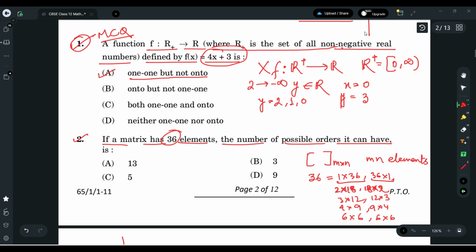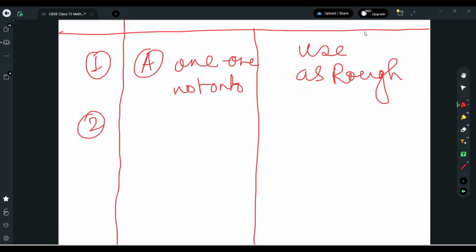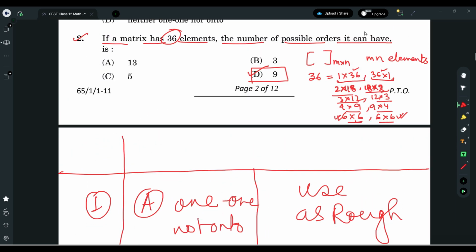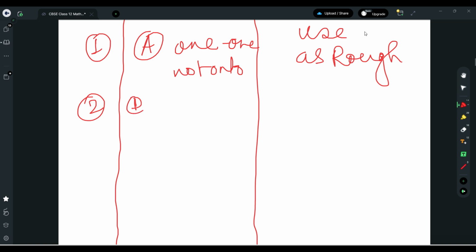So how many possible cases are there? 1, 2, 3, 4, 5, 6, 7, 8, 9. So this is 6 cross 6 and 6 cross 6. These two are the same. That means this is 9 cases. So option D is correct. You can write the answer like this: option D and 9, and here you can do the required work, that is 6 cross 6, 36 cross 1, 1 cross 36, and so on. Next problem.